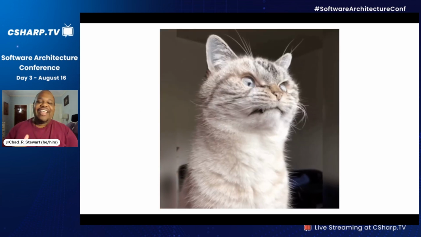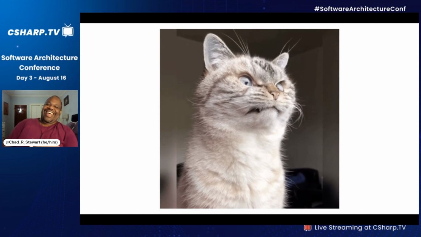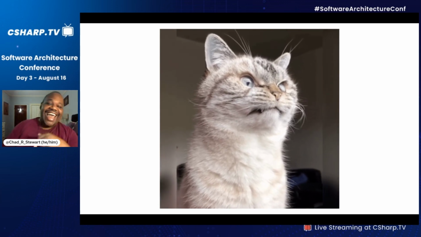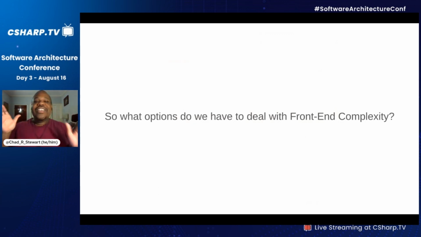and eventually it makes you look like this very upset cat that I laugh at every time I see him. This cat is so mad. Anyhow, so what options do we have to deal with front-end complexity so that we avoid the eye twitching of that cat? I'm sorry, I love that cat.